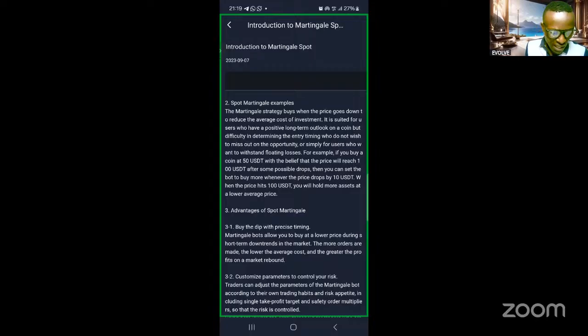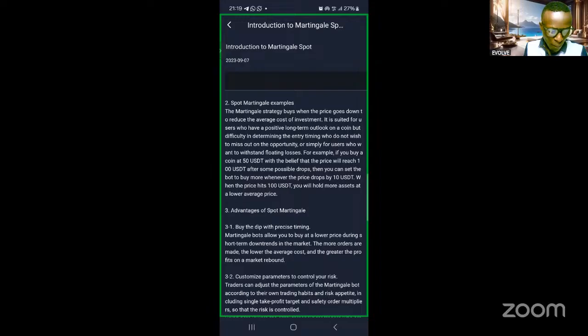When the price hits 100 USDT, you'll hold more coins and at a lower average price. So when your price goes up, you are going to be in the money, fat. You will be very excited because you bought the dip and you are now able to sell more coins at $100, yet you invested small money.